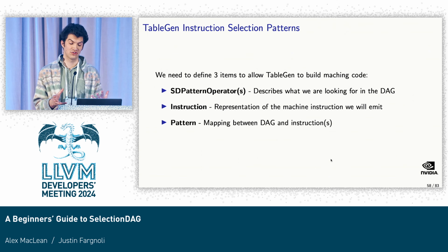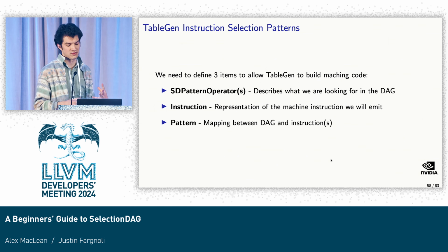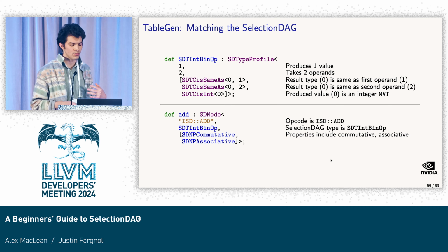So how do we get TableGen to do this for us? There are three main things that we're going to need to define for TableGen. The first is SD pattern operators, and this is a way to describe what we're looking for in the DAG. The second is instructions. These are the representations of machine instructions which we want to emit. And then the last is patterns, which map these two things together. We're going to look at all three of these for a really simple example, which is lowering the add instruction on NVPTX. So first, let's look at matching the selection DAG.